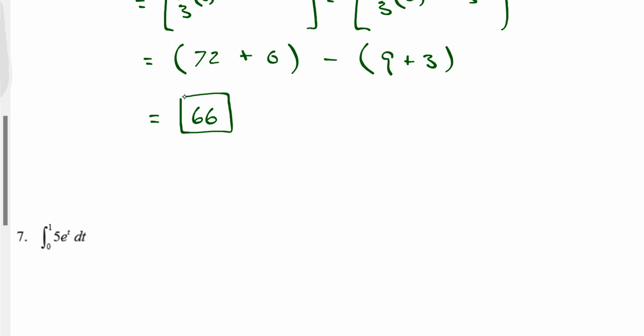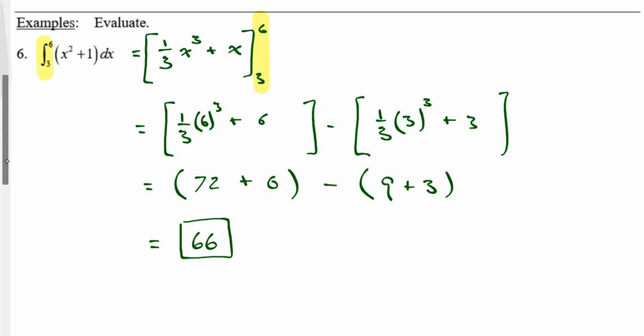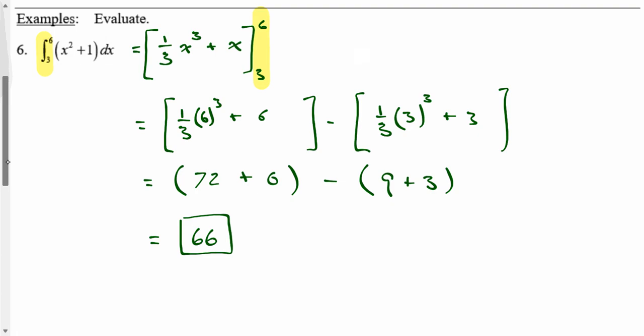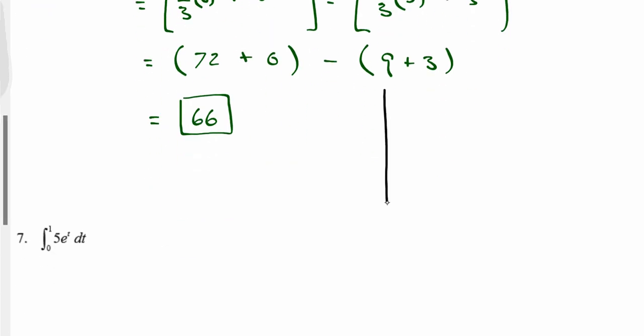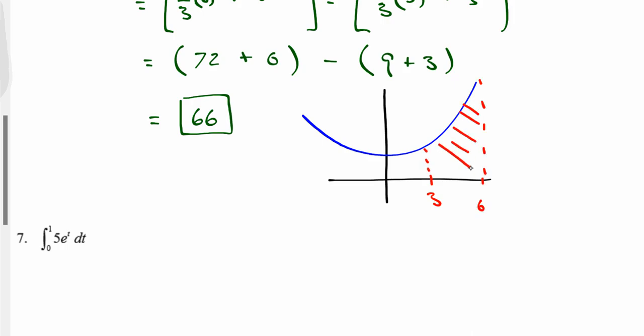Okay. So for this question, this means if we were going to find the area under this curve, x squared plus 1, here we go, x squared plus 1, and I'm going to make it a wide-looking parabola from 3 to 6, we found that area would be 66 square units. Good? All right.